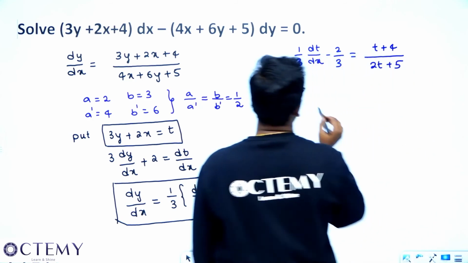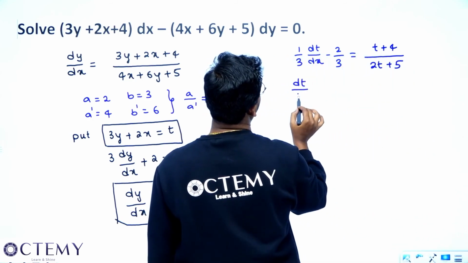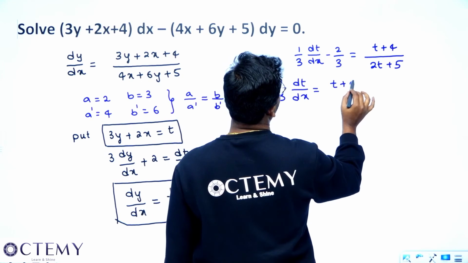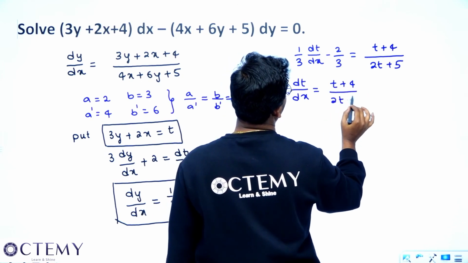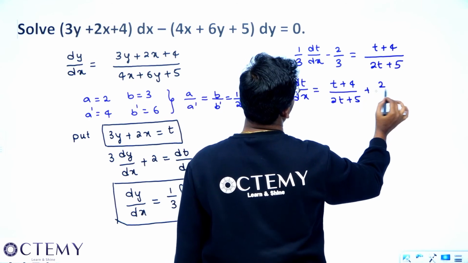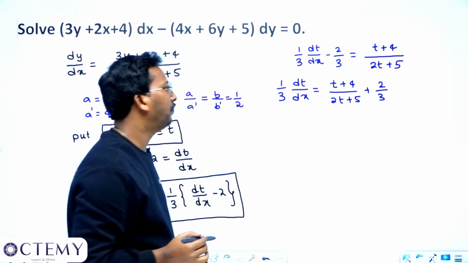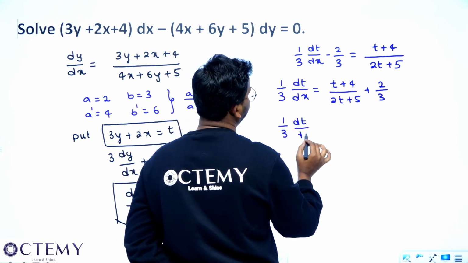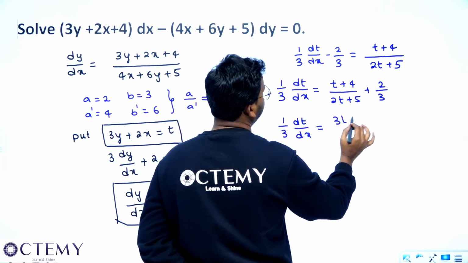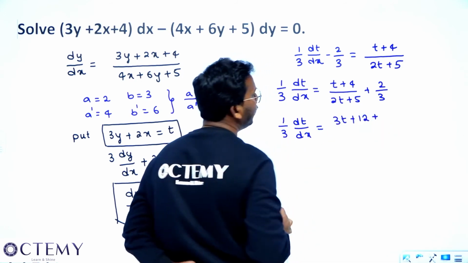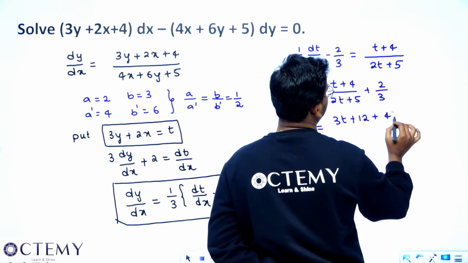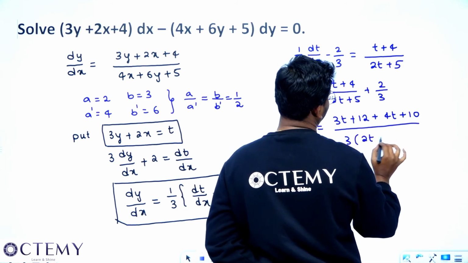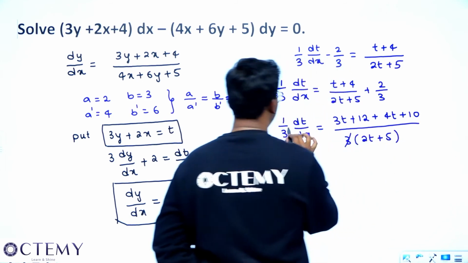Now you send this fellow this side. So it will become dt by dx into 1 by 3 is there here. This should be equal to t plus 4 divided by 2t plus 5 plus 2 by 3. Right? So see sir, if we take the LCM, what will I get? It will become 1 by 3 dt by dx will be equal to 3t plus 12 plus 4t plus 10 divided by 3 times 2t plus 5. Right? So this 3 will get cancelled.